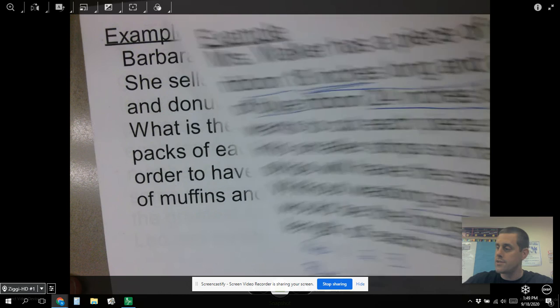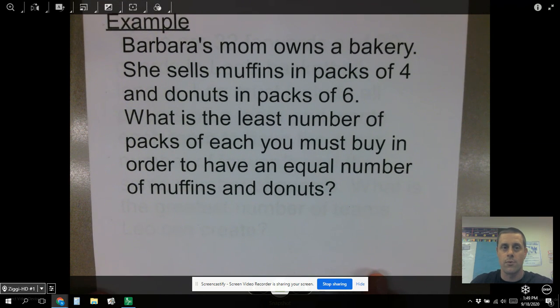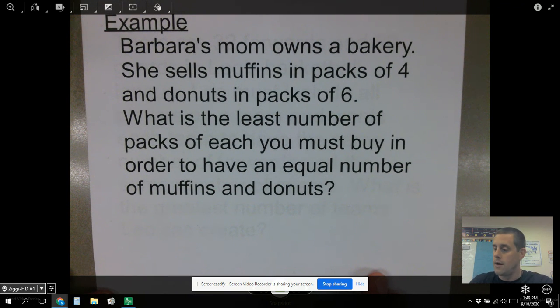All right, let's do another example together. Again, you should be completing this work on a sheet of paper with me. This example says, Barbara's mom owns a bakery. She sells muffins in packs of 4 and donuts in packs of 6. What is the least number of packs of each you must buy in order to have an equal number of muffins and donuts?